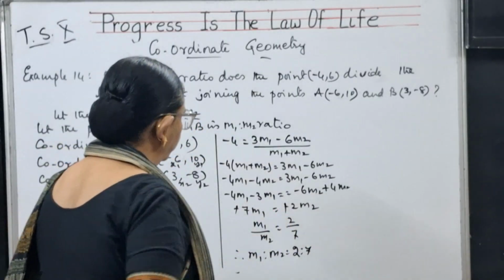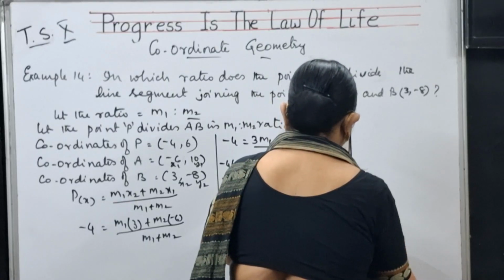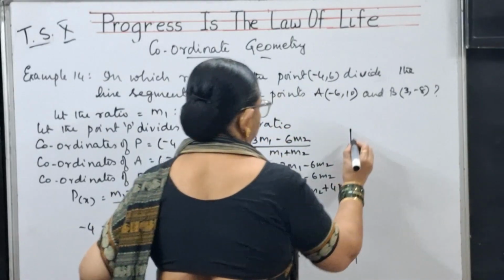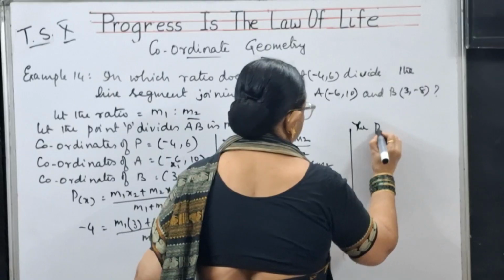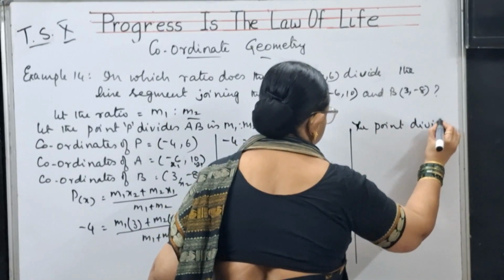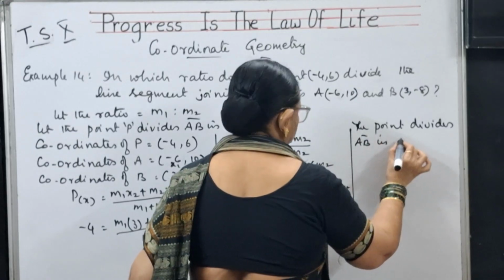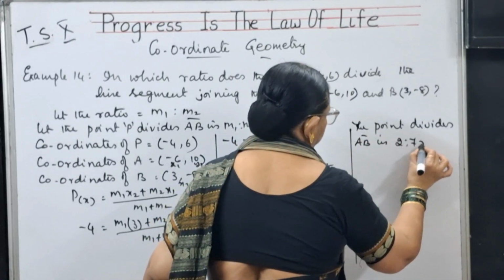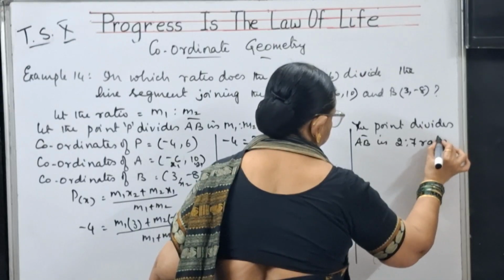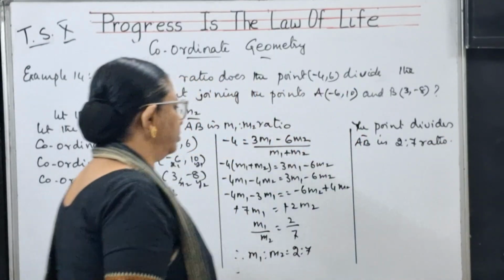So the question is, in which ratio the point divides? So the point divides AB line segment in 2:7 ratio. This is the answer, children. Please note it down.